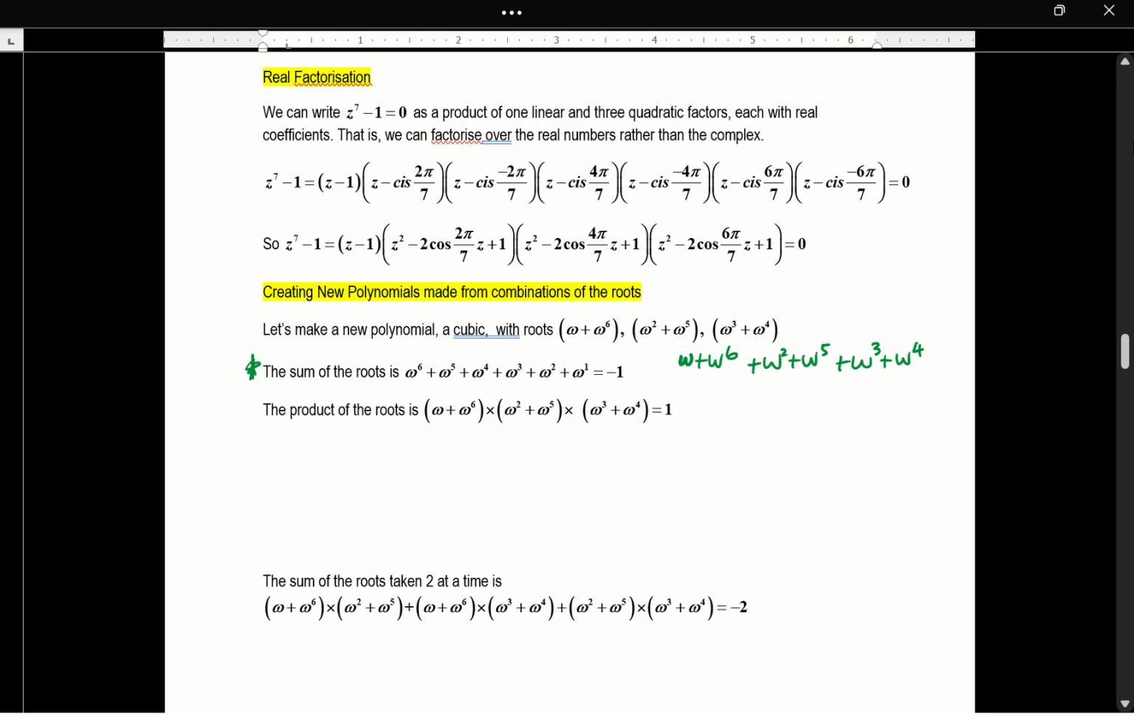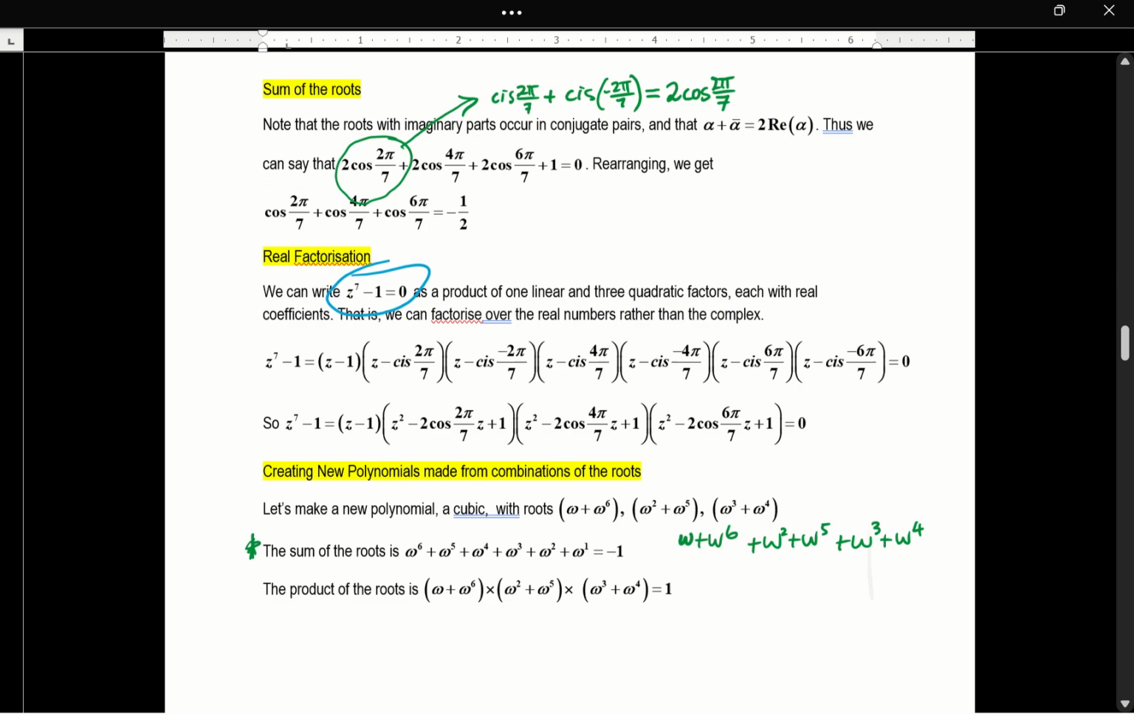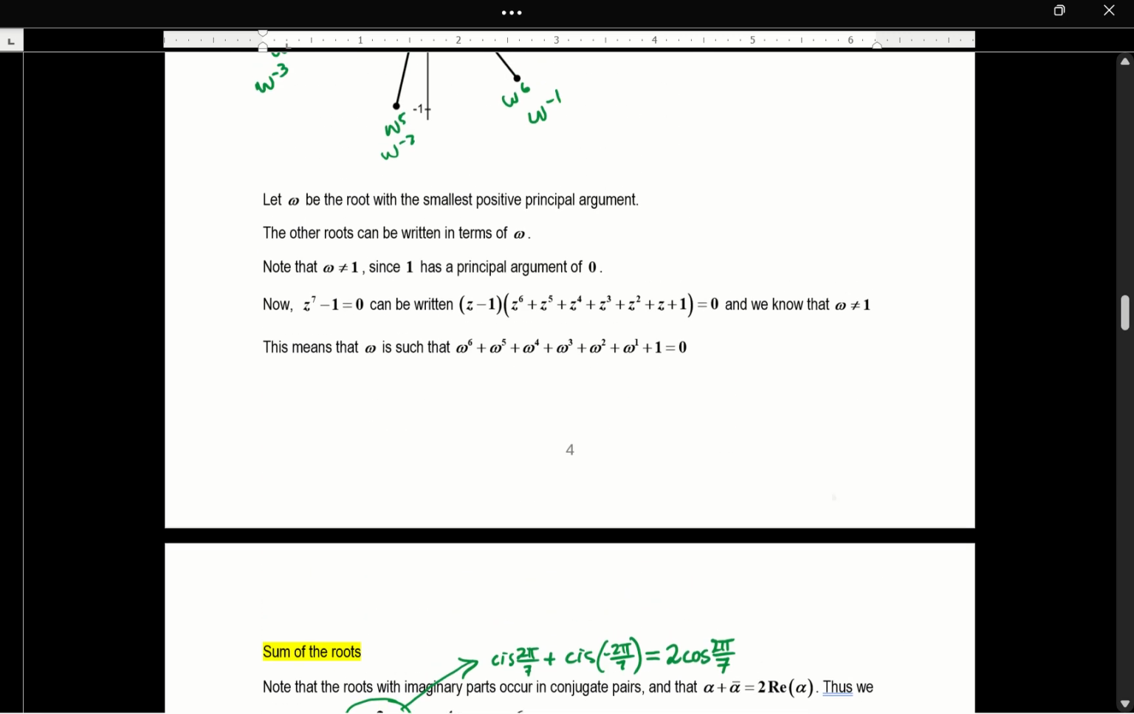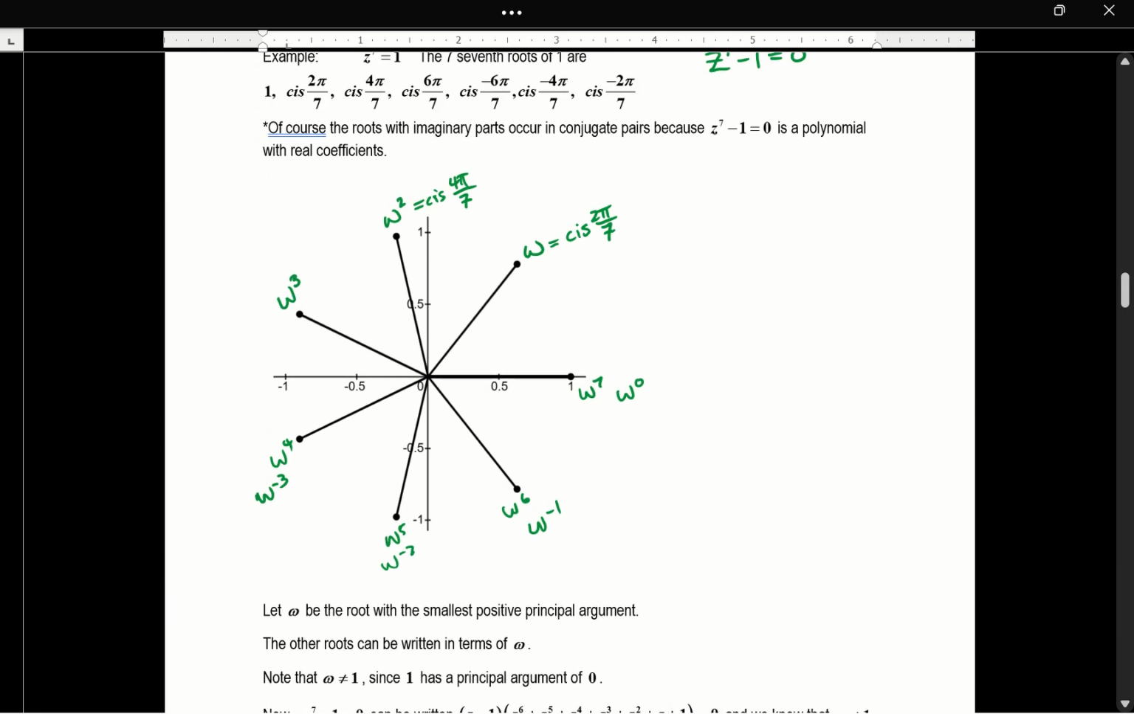Okay, last lesson we were looking at creating new polynomials made from a combination of the roots. And here we've been discussing z to the 7 minus 1 equals 0. So we've been up here discussing this one. And we got all its roots, which, as you know, were all these ones here: cis 2 pi on 7, cis 4 pi on 7, and so on, 6 pi on 7.